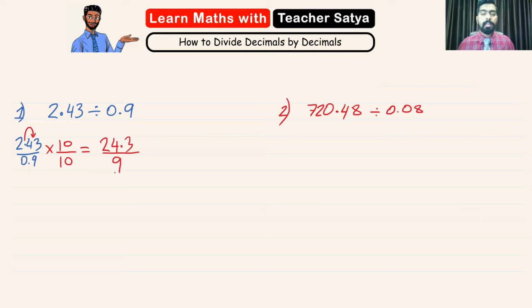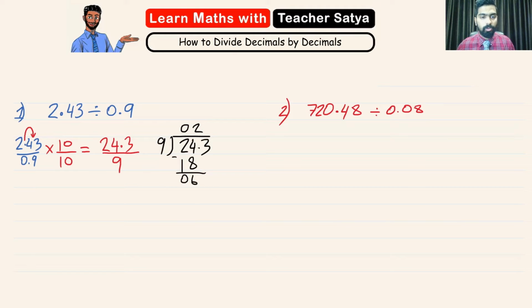Now there is no decimal in the denominator and we can go ahead and divide it. So we have 24.3 divided by 9. 9 cannot go into 2, and 9 times what will give us nearest to 24? 9 times 2 will give us 18. And 24 minus 18 is going to give us 6.